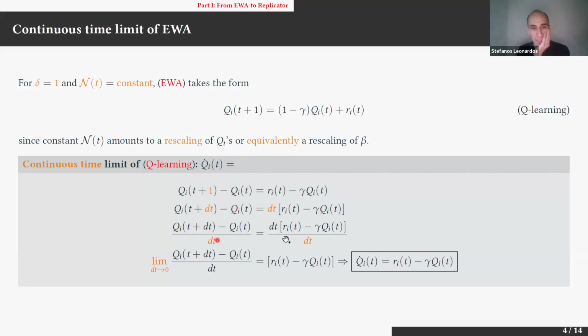In the next step, we simply divide both sides by dt, and then we take the limit. This cancels out on the right-hand side. And on the left-hand side, we have the definition of the time derivative, as you see here, with dt going to 0. On the right-hand side, we don't have any dt, so it's exactly what we had before. And that's the time derivative of the q values.